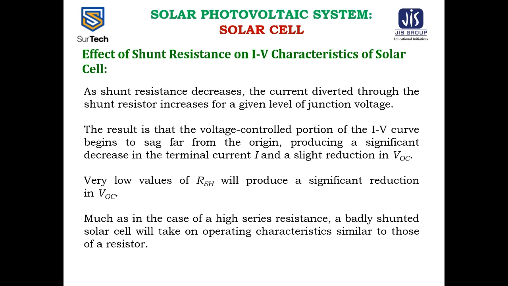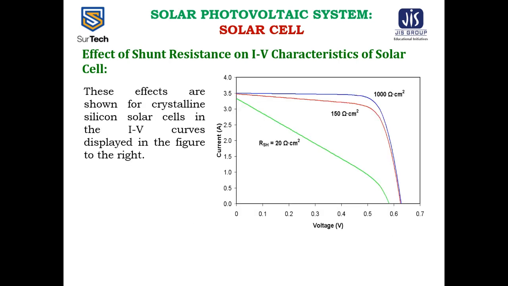Much as in the case of a high series resistance, a badly shunted solar cell will take on operating characteristics similar to those of a resistor. These effects are shown for the crystalline solar cell in the IV curves displayed in the figure to the right. When the shunt resistance increases, the current slightly increases.